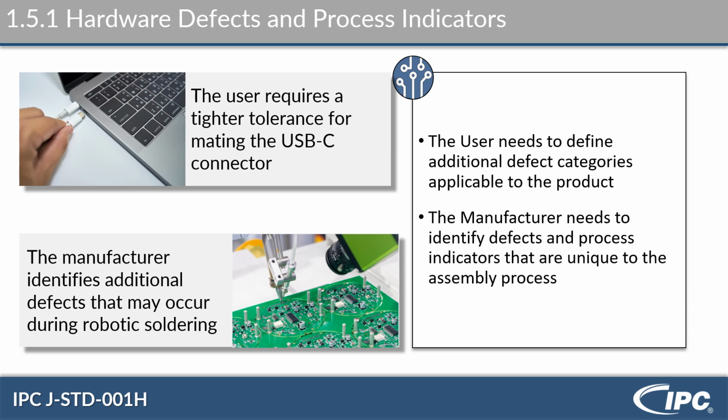What constitutes a hardware defect? If there's a defect that applies to the product that isn't necessarily called out in this standard, the user, who is the customer, the person ordering the parts, needs to define additional defect categories that are applicable to this product. And the manufacturer, who is the supplier, the one building the product, needs to identify defects and process indicators that are unique to the assembly process. And then they can document, like, hey, just so you know, this tends to happen, or this may happen when we're putting these things together.